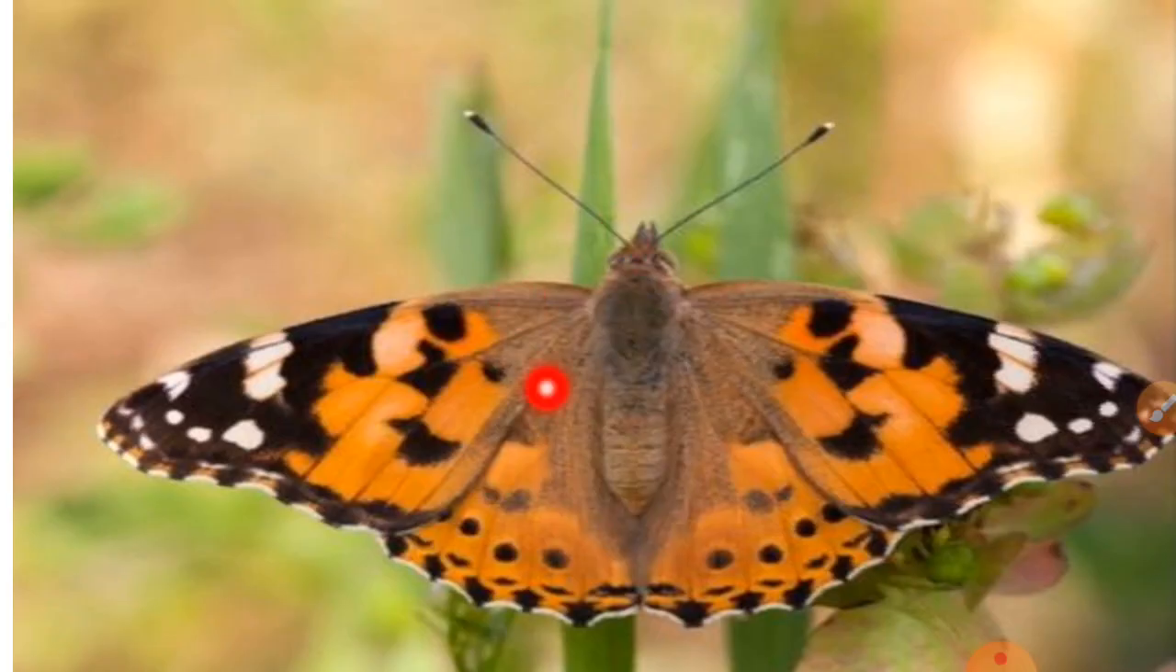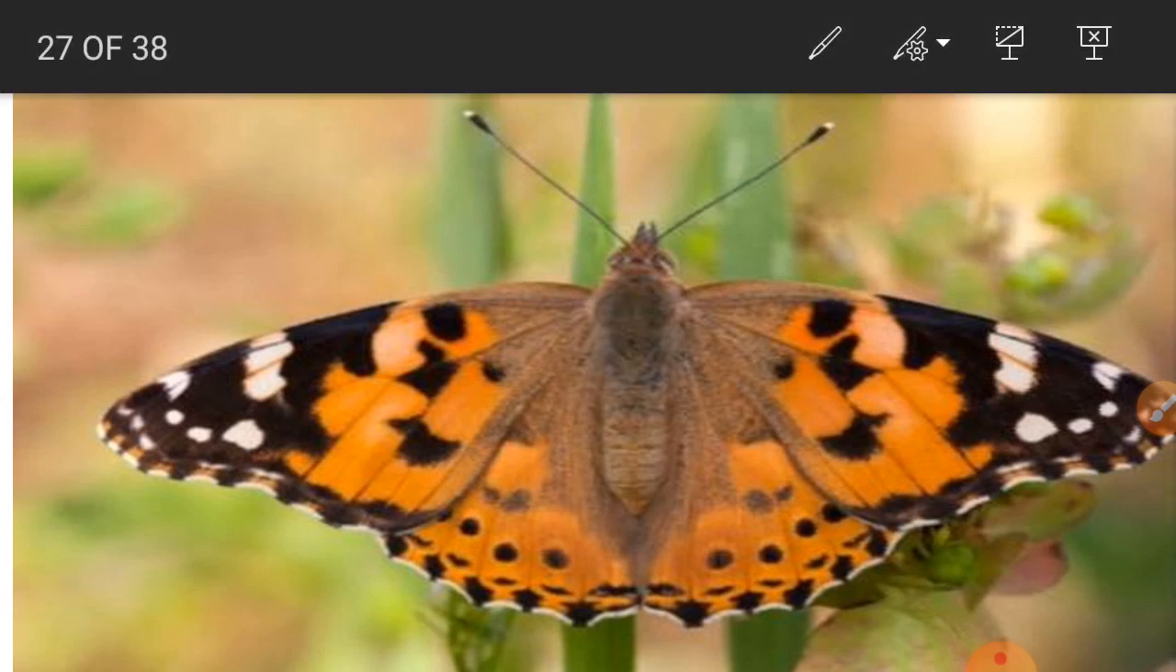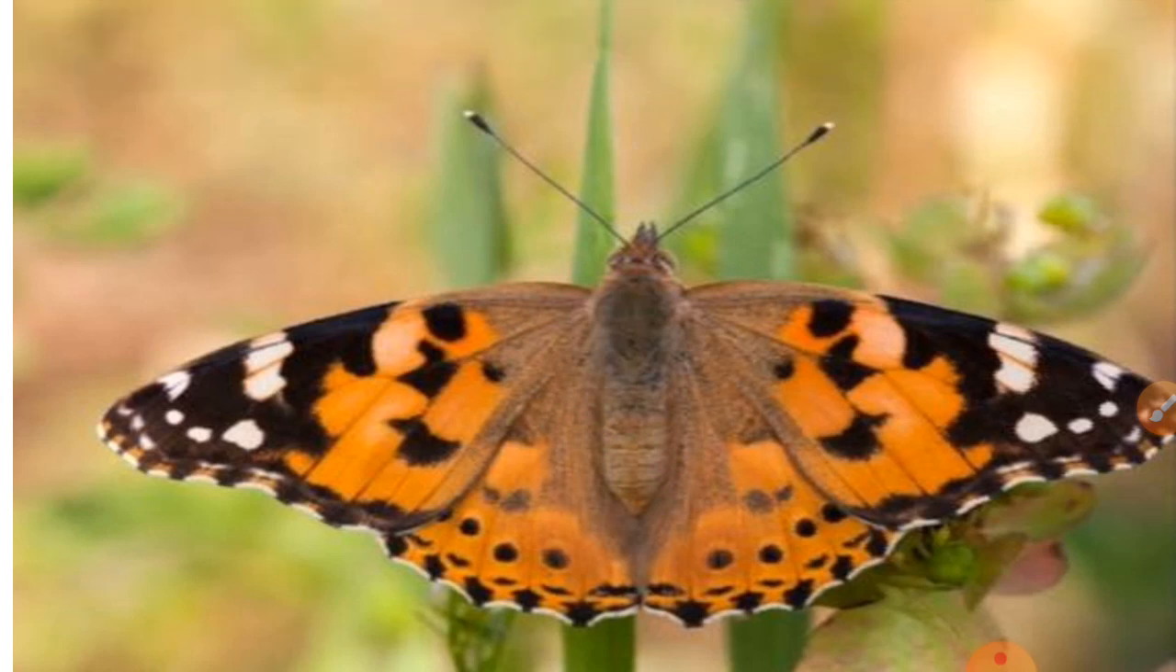Some butterflies migrate, some fishes migrate in the water, and insects also migrate because they need a different climate and they need food. Okay, so these are the reasons for migration.